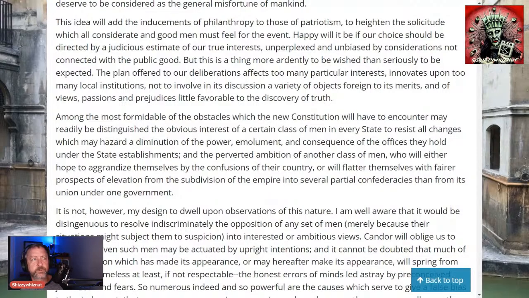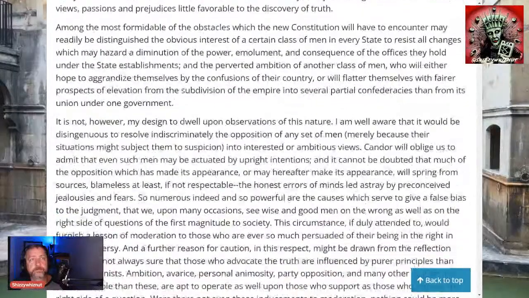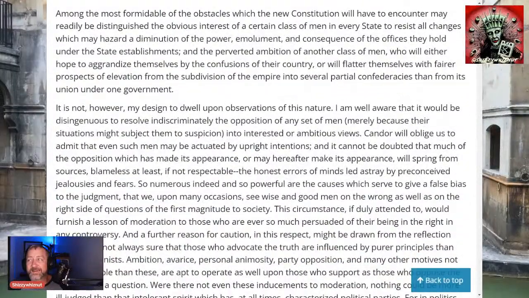The plan offered to our deliberations affects too many particular interests, innovates upon too many local institutions, not to involve in its discussion a variety of objects foreign to its merits, and of views, passions, and prejudices little favorable to the discovery of truth. That's pretty important.